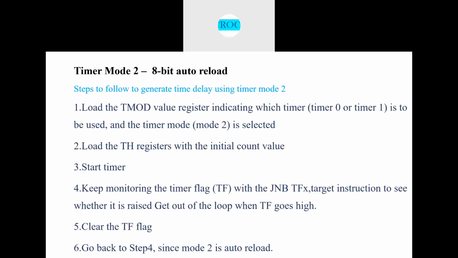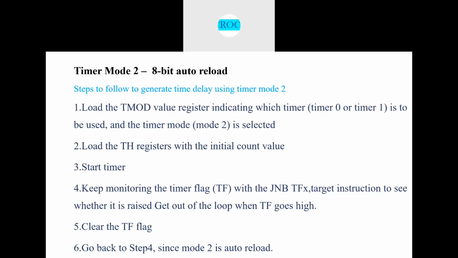Now, how do we generate the time delay using mode 2? This is similar to the mode 1 operation. The first thing we do is load the TMOD register with a value indicating which timer, timer 0 or timer 1, we are using in mode 2, and the timer mode is selected. If I'm using timer 0, you load 0 2H into the TMOD register, so that the M0 bit will be 0 and M1 bit will be 1.